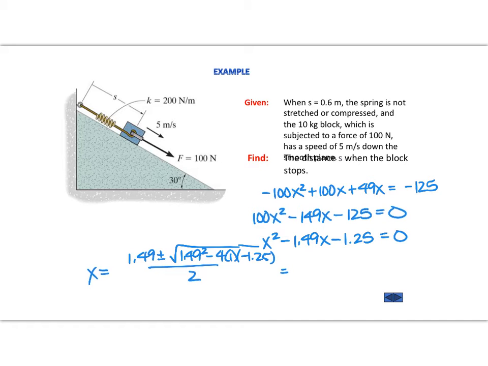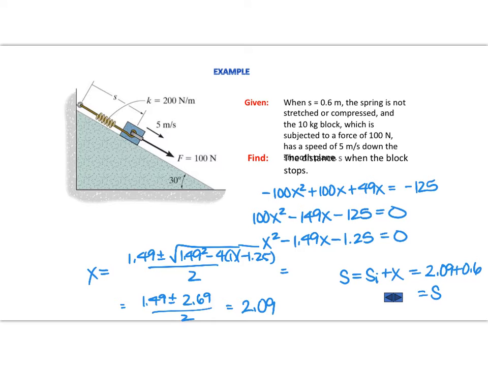And from those values of x, I really only want to use the positive one. This simplifies to 1.49 plus or minus 2.69 divided by 2, and I got 2.09 for my x. But then the total distance, s, is going to be s initial plus this x. So that's 2.09 plus 0.6, so my value is 2.69, the total distance that it's moved. So hopefully that makes sense. I think most people got that relatively easily once you got organized.